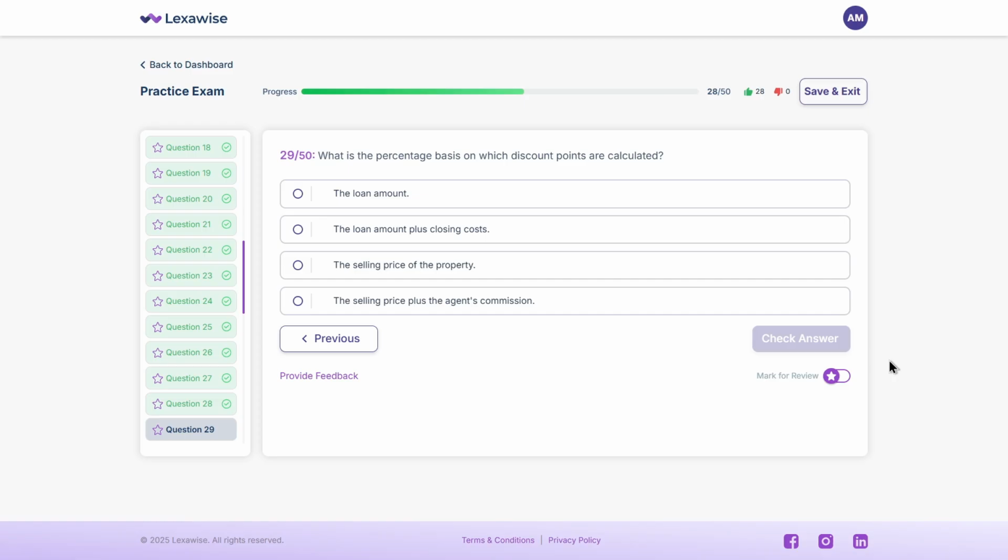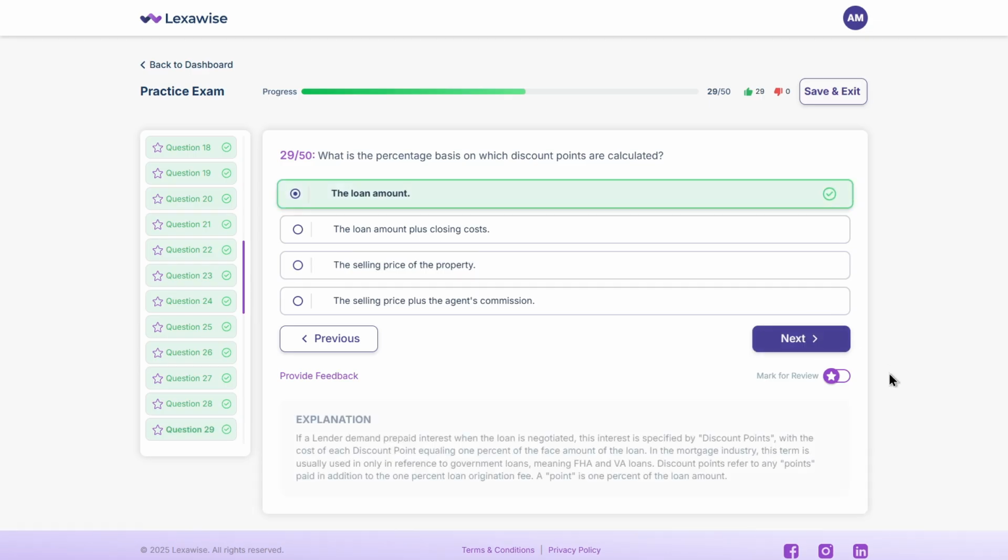The correct answer is A. The loan amount. Discount points are prepaid interest, and each point equals 1% of the loan, not the purchase price.